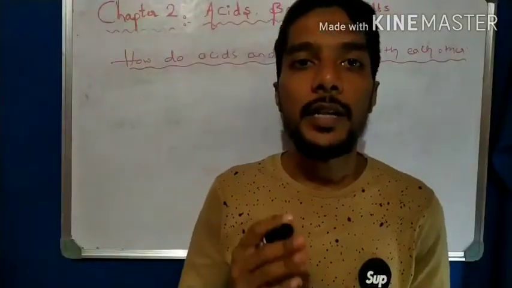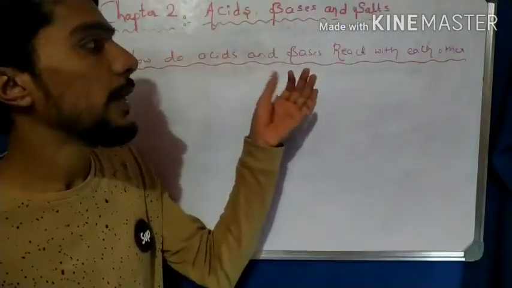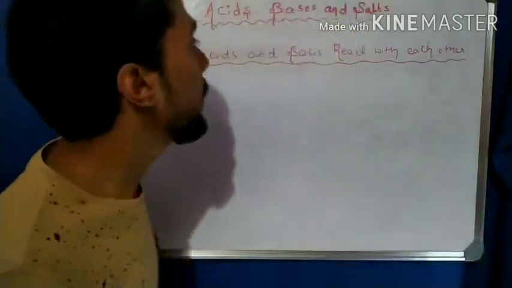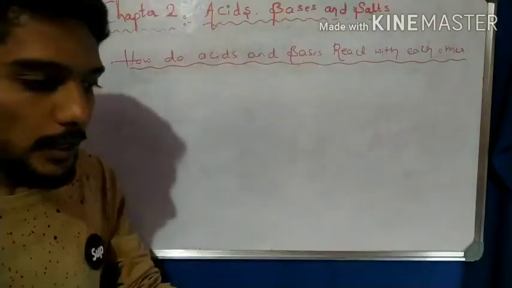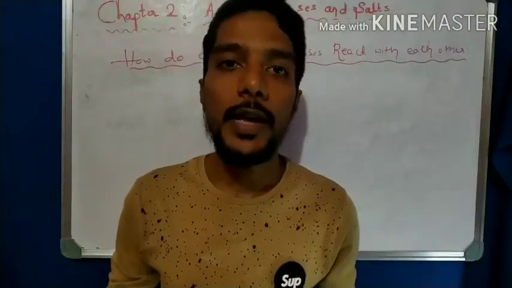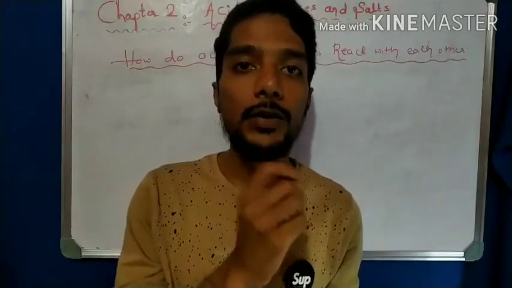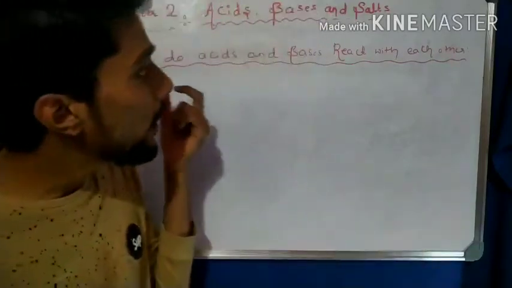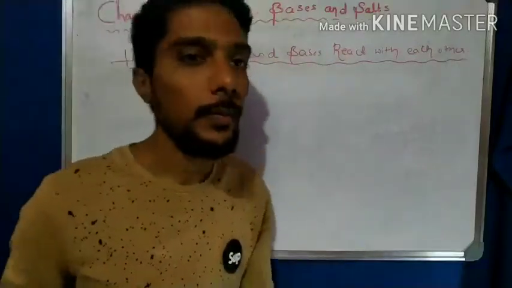Now take another very important concept of this chapter: how do acids and bases react with each other? That is very important for 2 marks, right? So now come to the first concept, how acids and bases react with each other. In the last class, we started to learn about the chemical properties of acids and bases with metals, with metal carbonates and with metal hydrogen carbonates. So three chemical properties we have already studied. Now come to another very important chemical property: acids and bases react with each other.